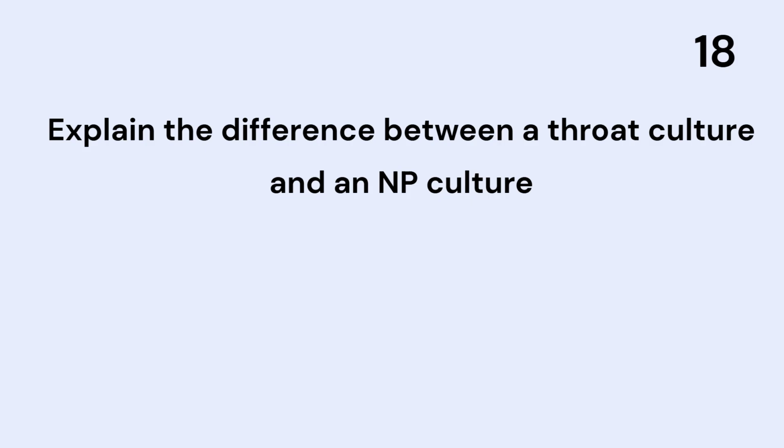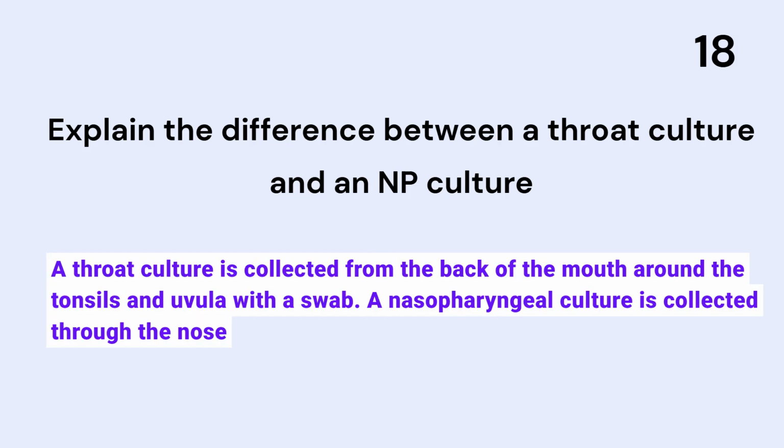Explain the difference between a throat culture and an NP culture. A throat culture is collected from the back of the mouth around the tonsils and uvula with a swab. A nasopharyngeal culture is collected through the nose.